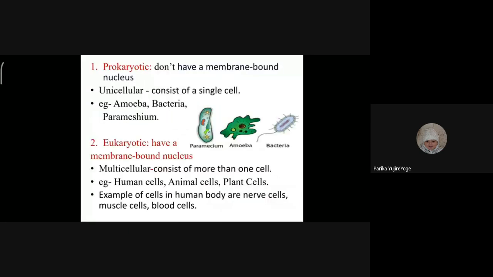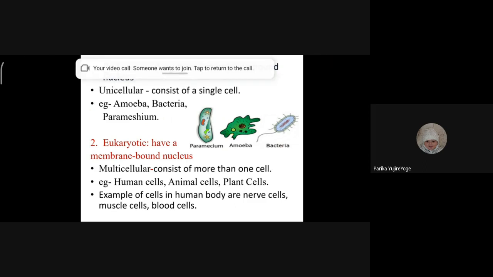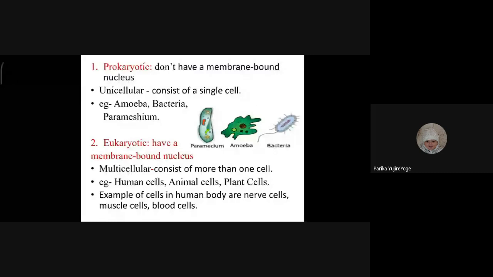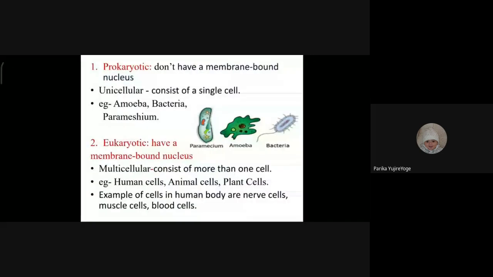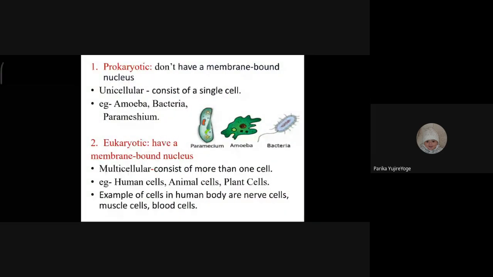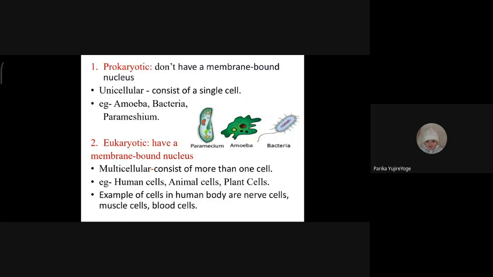Okay, ma'am. And there is some more information about prokaryotic and eukaryotic cells. This was the main difference. Now, generally prokaryotes are unicellular. Unicellular means one organism consists of one cell only, like amoeba, paramecium, bacteria.